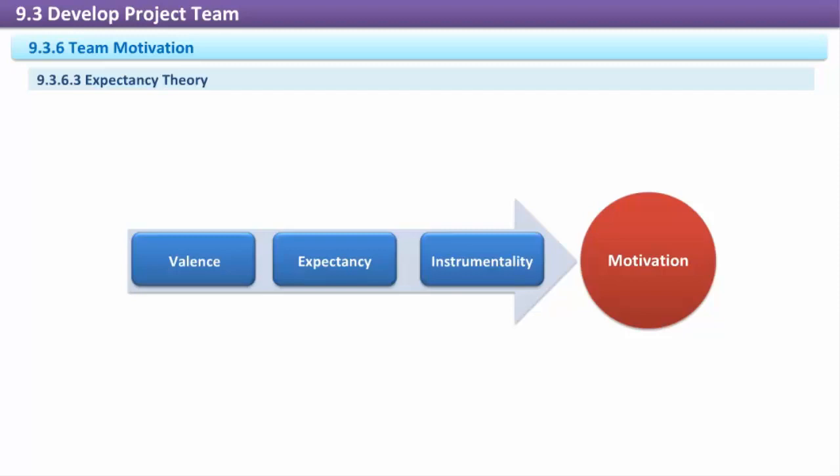Only when all three elements are present will the reward create a psychological motivation for the person. For managers, it means that we have to truly understand what a team member wants and values: valence. And, if the person needs help to reach the goal, provide resources and support for him or her to reach it: expectancy. And, we must deliver the reward as promised.